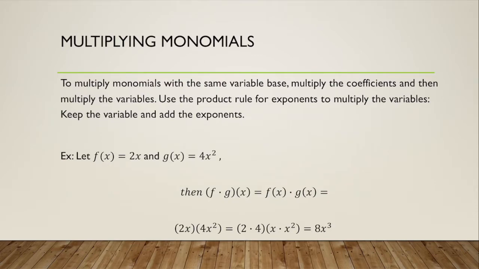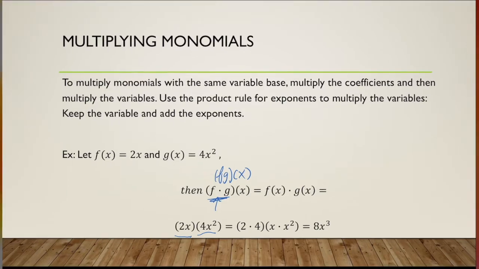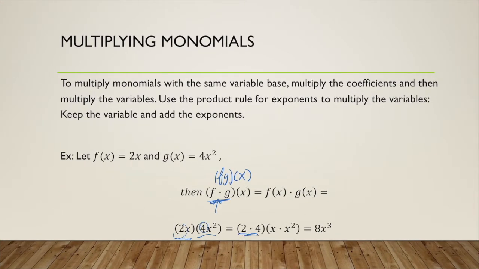I have f of x is 2x and g of x is 4x squared. Then f multiplied by g of x, which is also sometimes denoted f of g of x. Notice that's a closed black dot, so it's not composition, it is f of x times g of x. So I would take 2x times 4x squared. I multiply the coefficients, so I've got 2 times 4. And then I have x times x squared. 2 times 4 gives me 8. X times x squared. Remember, x by itself is x to the first power. That gives me x cubed.